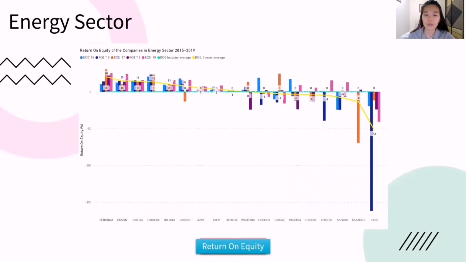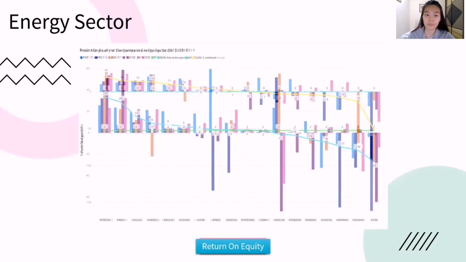The industry average of return on equity in the energy sector is 0%, which is lower than other sectors. Yinsen and Petron have a higher return on equity ratio, which can be considered. They have a better management ability to generate income from the equity available to them over this 5 years period.